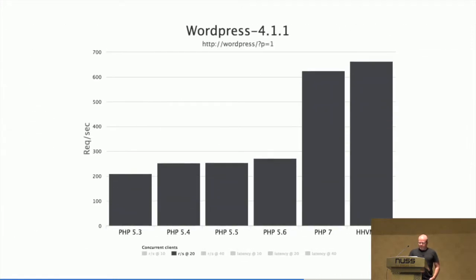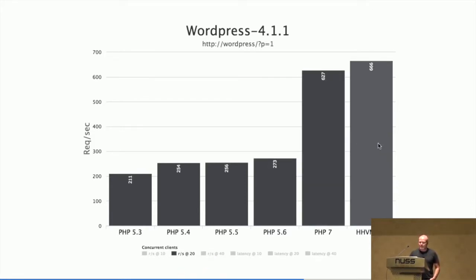WordPress 4.1.1. So 5.3, 5.4, 7. Here you're getting more than 2x out of it, mostly because we used WordPress code when we were optimizing. And the HHVM folks have been using WordPress as well as the default benchmark. So most of the optimizations apply to WordPress code. That's why you're getting almost 3x on WordPress. So 627 requests a second versus 666 for HHVM. I'm like, damn it, we're not quite there.